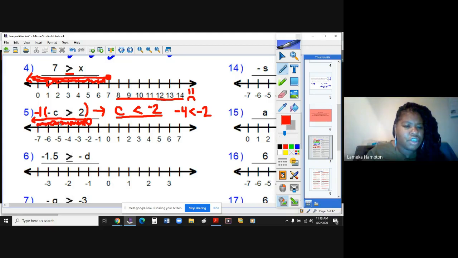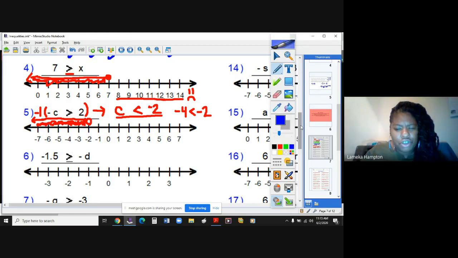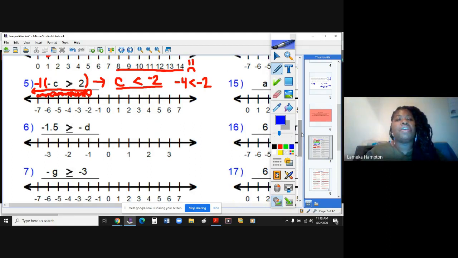All right. So we're just going to shade those guys in there. And I'm going to switch colors because, nothing against red, I just like to switch it up. We have a couple more problems to do, and then we are going to jump into one-step inequalities and two-step inequalities for today.